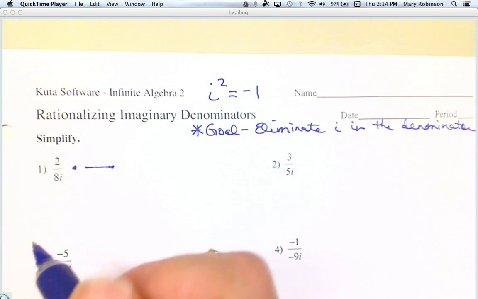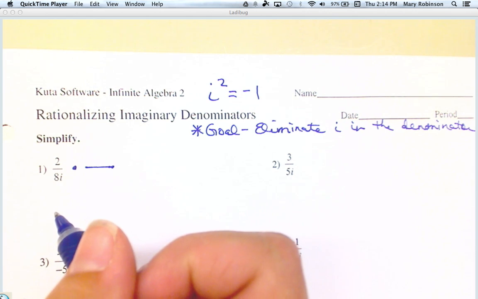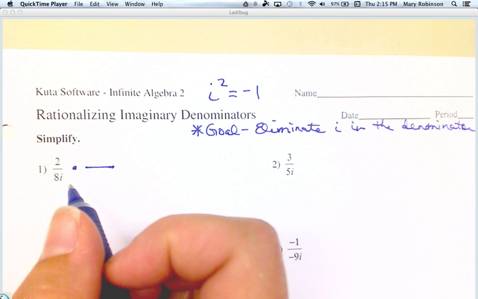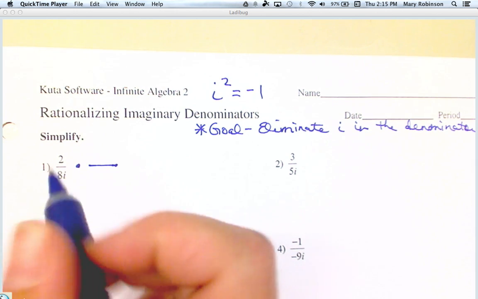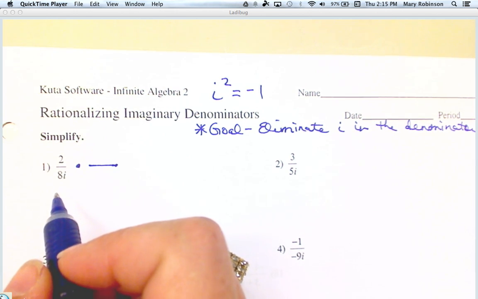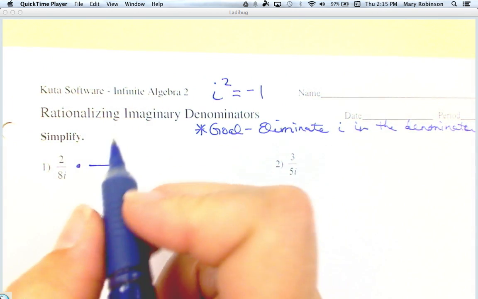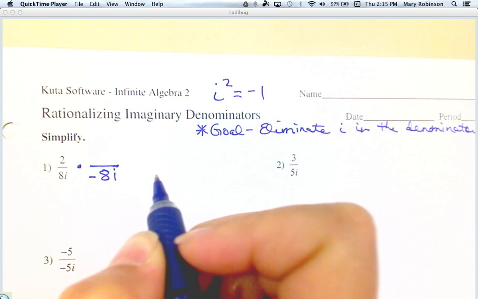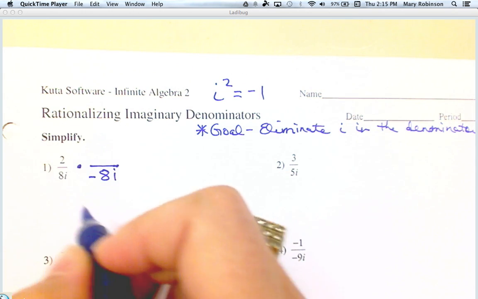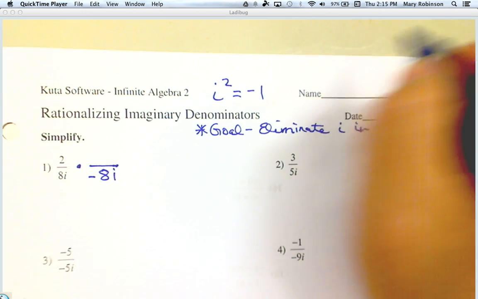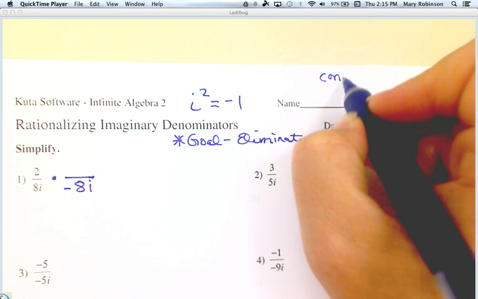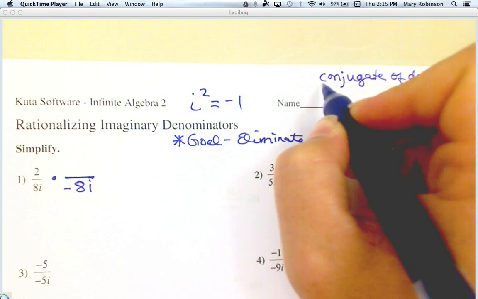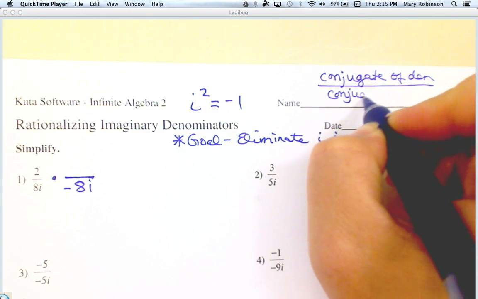The reason being, technically, we have an irrational number with the square root of -1 in our denominator, and we always want rational numbers, particularly real numbers, integers, positive integers at that, in the denominator. So we're going to use the conjugate of 8i, which is -8i. Remember, I told you we would create a ratio equal to 1 by using the conjugate. So I want to see this up here on your notes tomorrow: conjugate of the denominator divided by the conjugate of the denominator.